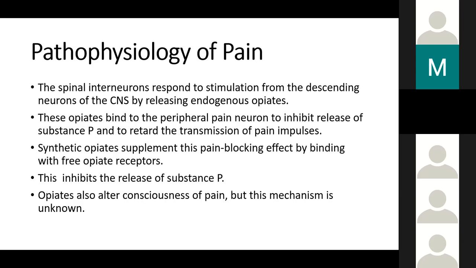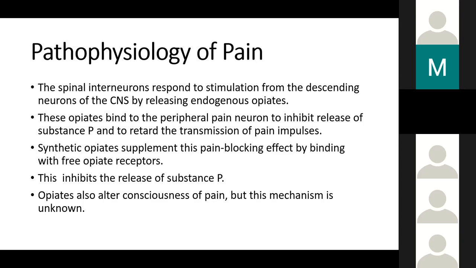So when somebody is in pain, what happens is that the spinal interneurons respond to the stimulation from the neurons of the CNS and release endogenous opiates. This is what we call the endorphins, which are our natural painkillers. These endorphins will bind to the peripheral pain neuron to inhibit the release of substance P and to retard or slow down the transmission of the pain impulses. And this is what leads to the analgesic effects.